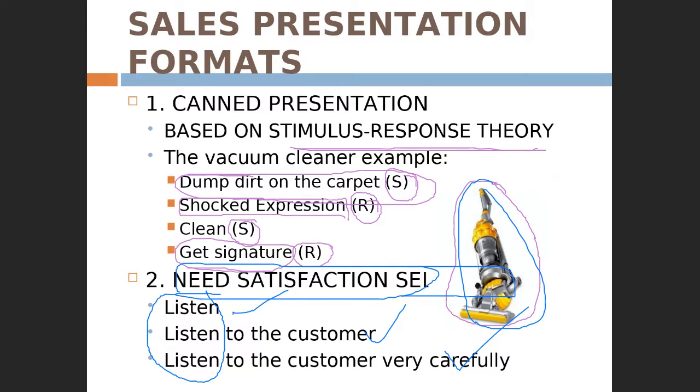No, canned presentation is you memorize the presentation, and regardless of the type of need, you just say whatever you need to say. Okay, so it doesn't necessarily have to be that you identified a specific. No. So I'll give you an example.